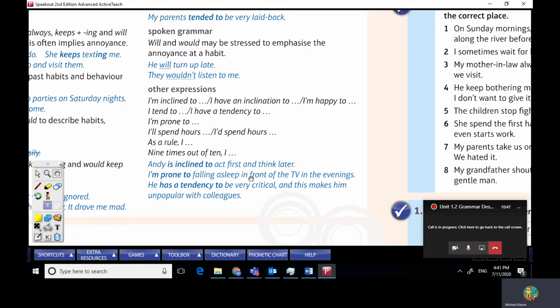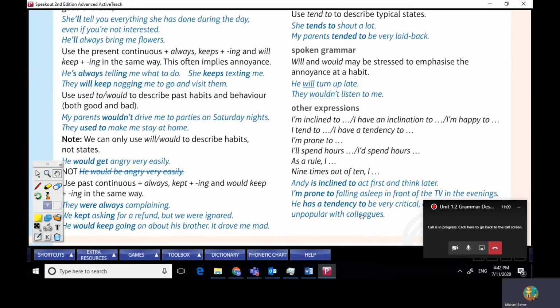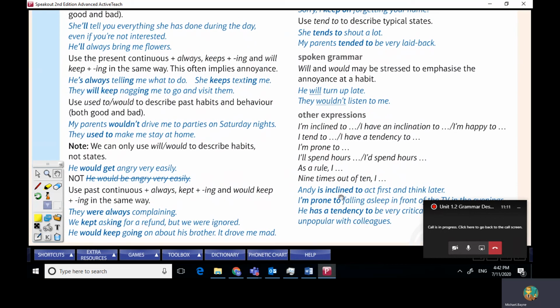I'm prone to falling asleep in front of the TV in the evenings. And so again, I'm likely to fall asleep, but notice with I'm prone to, we use ing. He has a tendency to be very critical, and this makes him unpopular. So again, that just means he's likely to. So different ways to say the same thing, talking about habits, whether in the present or the past. Keep in mind that some of these often imply that there's a little bit of annoyance when you do something that people don't find all that great.